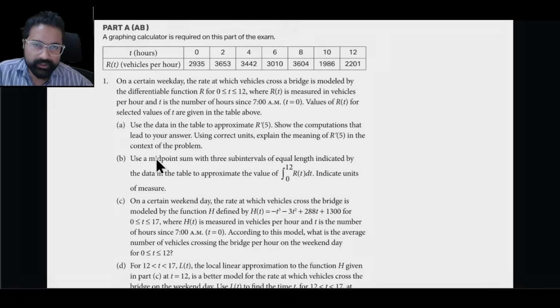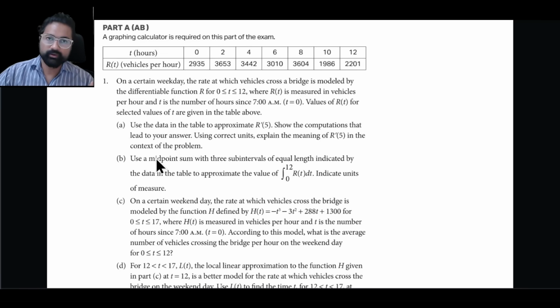Right, fellas, this video is on the AP Calculus AB official sample exam released by College Board. This is section 2. There is already a video on section 1 on my channel, so you can check that out as well. It is on multiple choice questions, and this is FRQ.